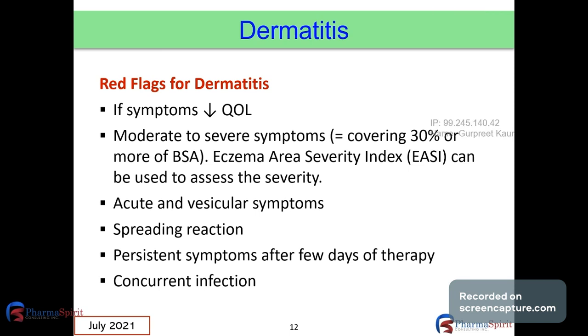This is a scale that's used to assess the severity of eczema. If the patient has acute and vesicular symptoms, so something that happened really suddenly, and there are vesicles, if the eczema is spreading, and if the patient has received OTC therapy but remains symptomatic after a few days of therapy, so if the patient is already taking some antihistamine or steroid therapy, OTC, and there is no improvement, the patient will have to go and see the physician. And a patient with symptoms suggesting concurrent infection, so if the patient comes, for example, with fever, the patient should be referred to the physician for assessment.